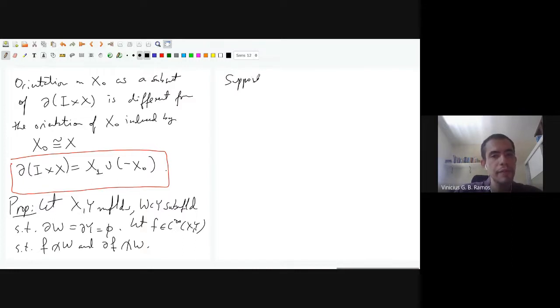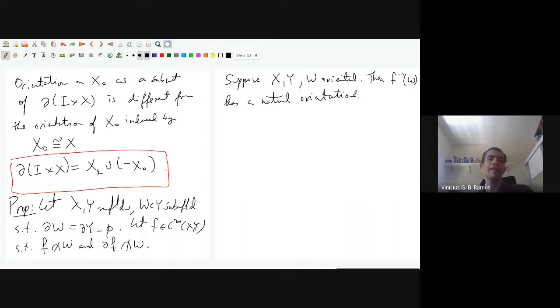Okay, so then suppose that x, y, and w are oriented. Then the preimage of w has a natural orientation. You can think of this as two things. First of all, the preimage of w is orientable, which is not obvious. But second of all, as you see in the proof, there is a natural way to get an orientation on this preimage of w. Okay? All right, any questions about this before we prove it?